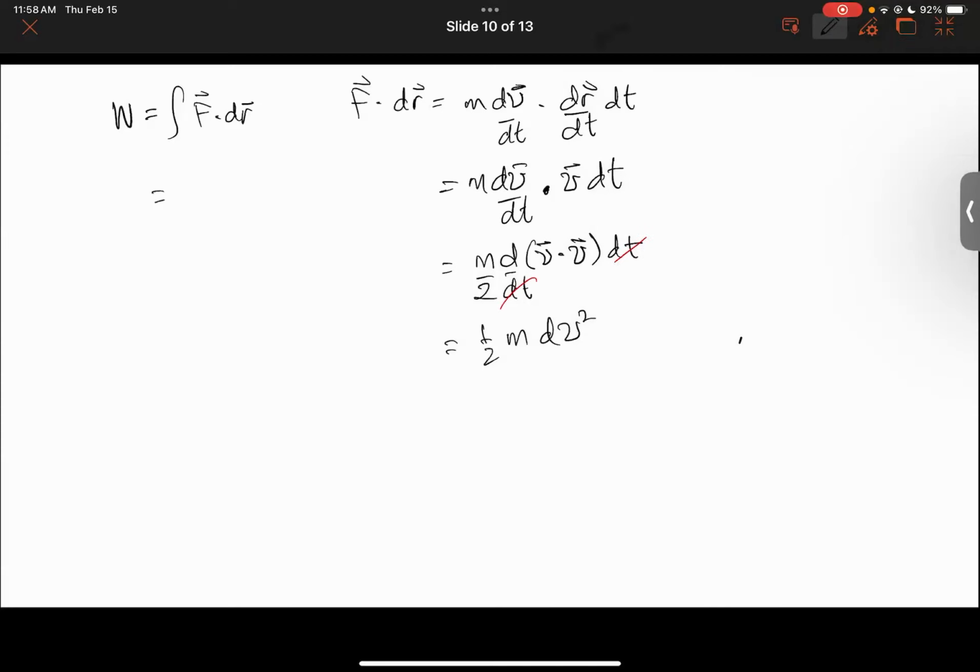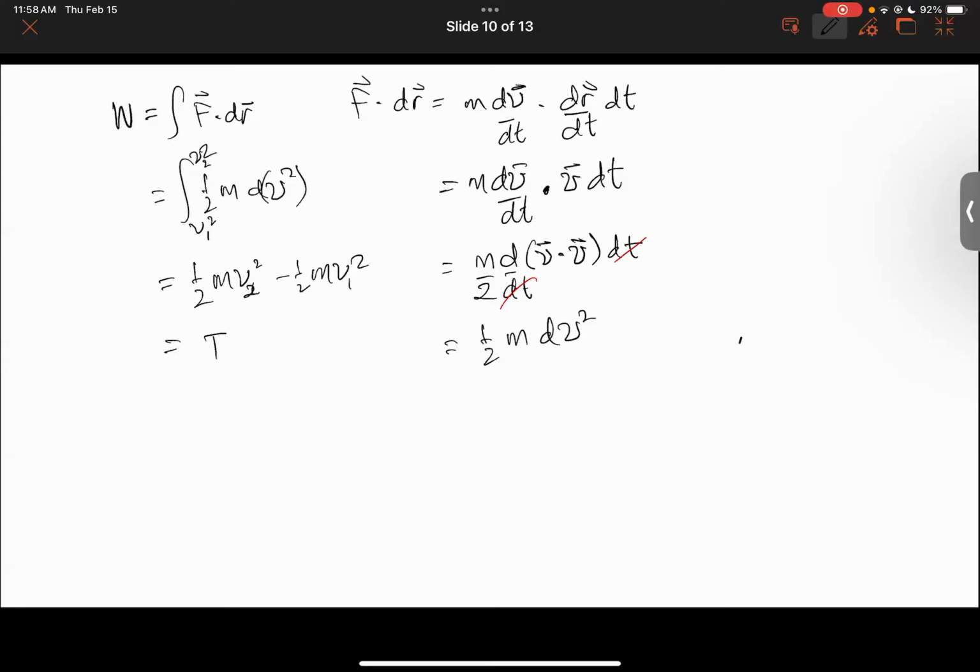And then we plug that in here. So 1/2 m d(v squared). Okay, so if we're integrating with respect to v squared, let's say ang initial velocity is v1, final velocity is v2. Okay, v1 squared tsaka v2 squared. Then we have 1/2 m v2 squared minus 1/2 m v1 squared.